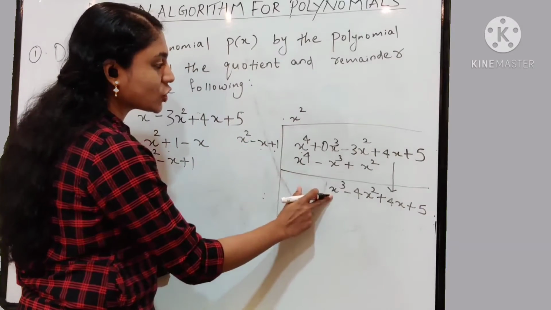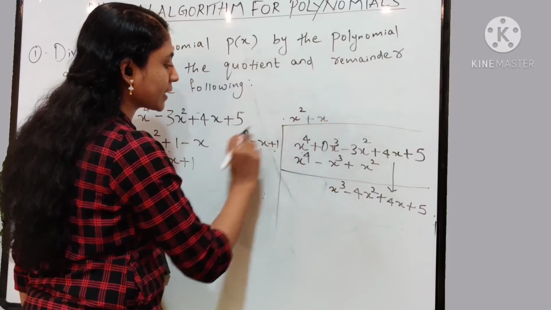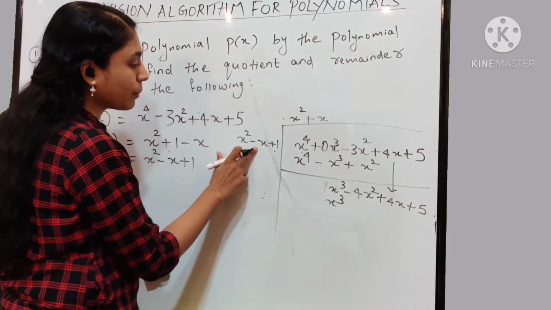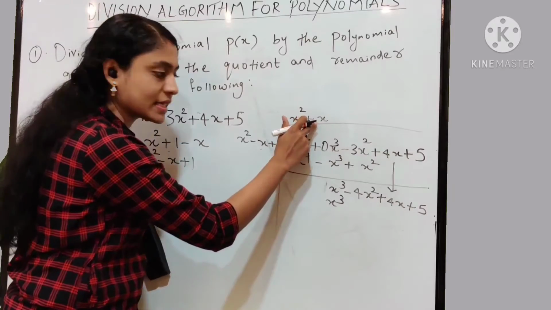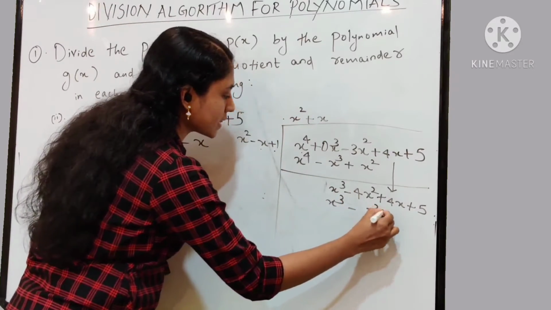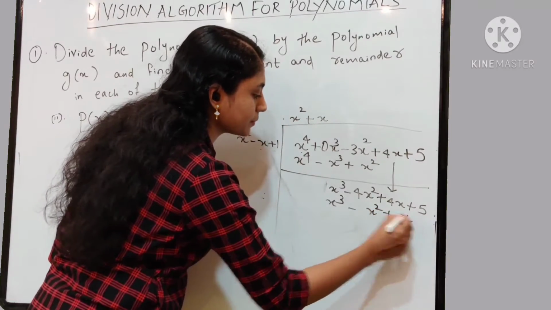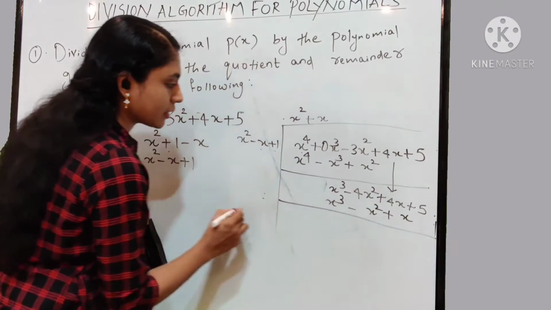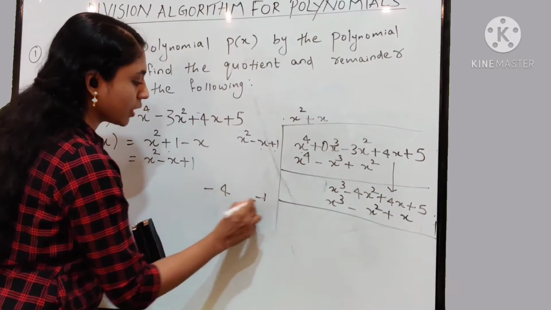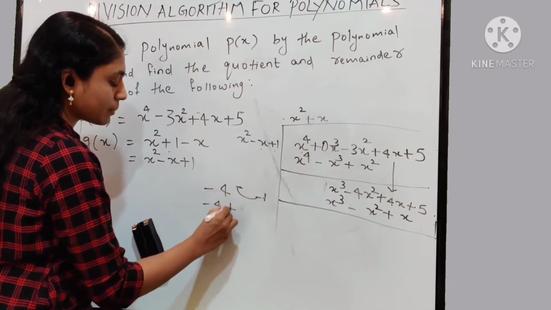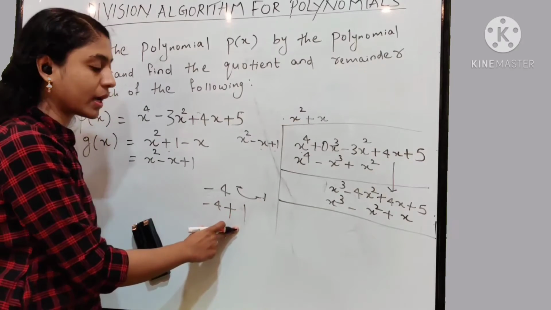X square into x is x cube. Then what about minus x into x? It is minus x square. Then plus 1 into x is plus x. Then subtract. Minus 4 minus minus 1, minus minus becomes plus, so plus 1. Minus 4 plus 1 is minus 3.